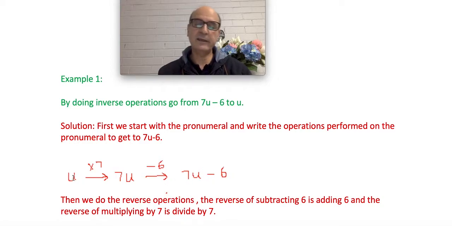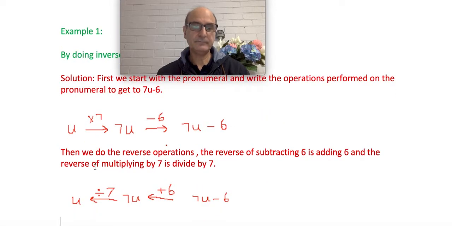Now I know what has happened to u to become 7u minus 6, I can see how I can go back. I need to add 6 because I have to do the opposite of that. Then I need to divide by 7, the opposite of that. So 7u minus 6, I had plus 6, that will take me back to 7u. And then from 7u to go back to u, at the start I times it by 7, so now I need to divide by 7.